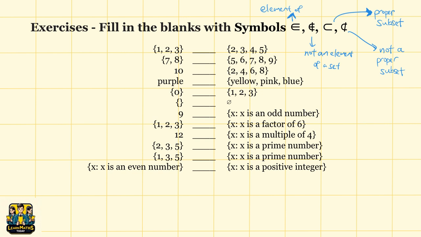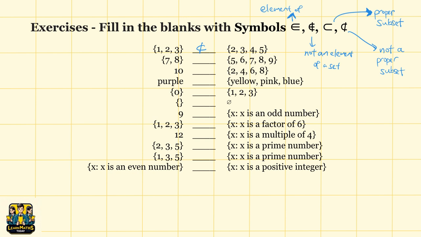In the first example, we know that on the left side is a set containing 1, 2, and 3, and the right side is a set containing 2, 3, 4, 5. As you can see, number 1 is on the left side but not on the right side. So we can say that this is not a proper subset of 2, 3, 4, and 5.